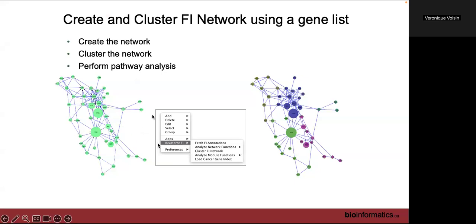And then we have the possibility to analyze this network using different functions. In this slide, we have decided to cluster the network. The clustering is based on the number of interactions between some nodes, proteins of the network. And we can see that the network that is now clustered is colored in distinct colors for the different modules.